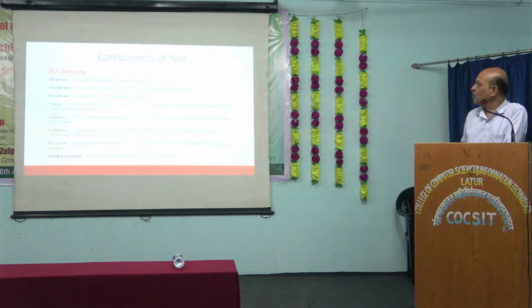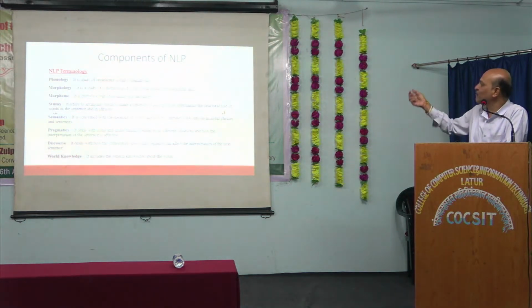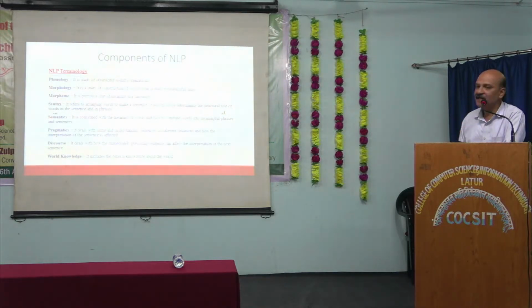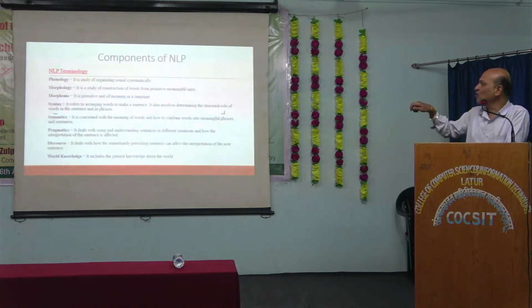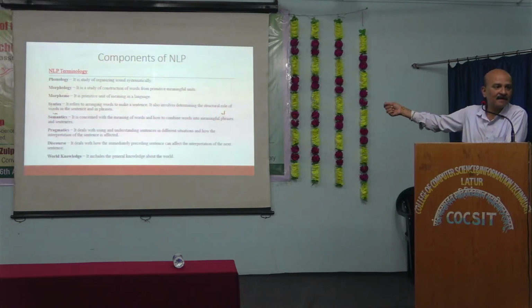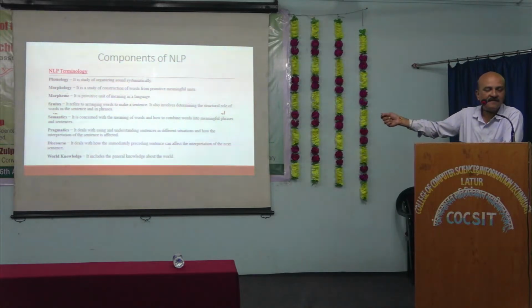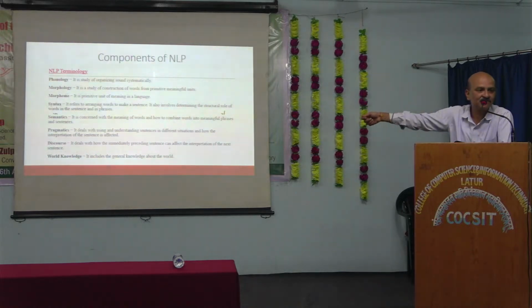Okay. So morphology and morpheme, these two things are totally different. Morphology is the study of construction of words, primitive meaningful. And morpheme is a primitive unit of meaning in a language. Next, syntax refers to arranging the words to make sense of the sentence: the structural role of the word in a sentence and the phrases. Semantics, we know very well. Computer science people can understand what is semantics. Semantics is concerned with the meaning of a word, combining words into meaningful phrases and sentences. A phrase is different, a sentence is different again.